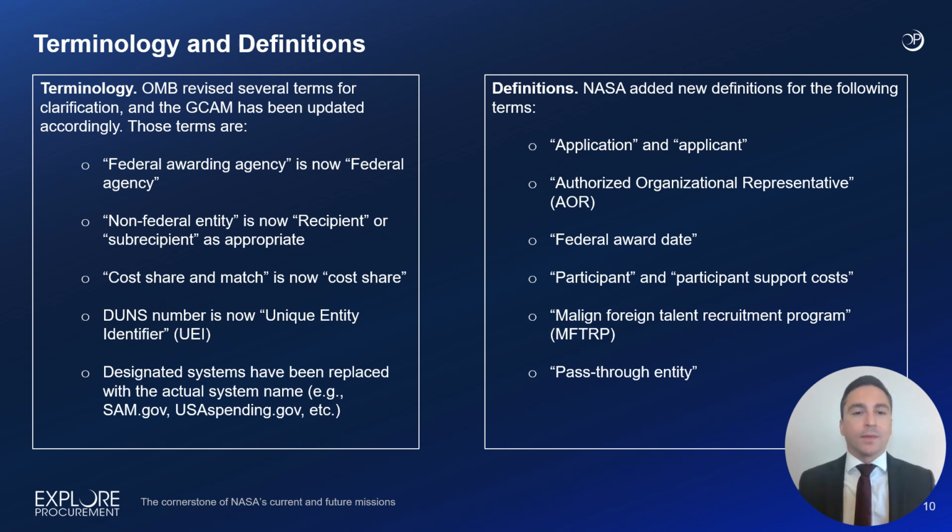Additionally, the CHIPS and Science Act included a definition for malign foreign talent recruitment programs, or MFTRPs, so NASA has added a definition of MFTRP to the 2024 GCAM. The table on the right side of the screen outlines all new definitions that you'll see in the 2024 edition of the Grant and Cooperative Agreement Manual.